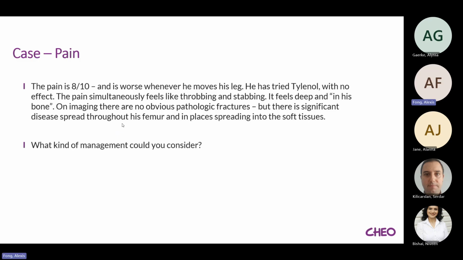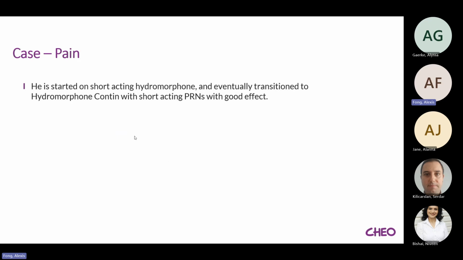Yeah, 8 out of 10 pain, opioids. We know Tylenol is not helping, but if someone told me they had 8 out of 10 pain, they have a gigantic mass, absolutely, start with opioids. You can always add in other adjuncts. But for this kiddo, he started on short-acting hydromorphone and eventually transitioned to hydromorph contin with short-acting PRNs with good effect.